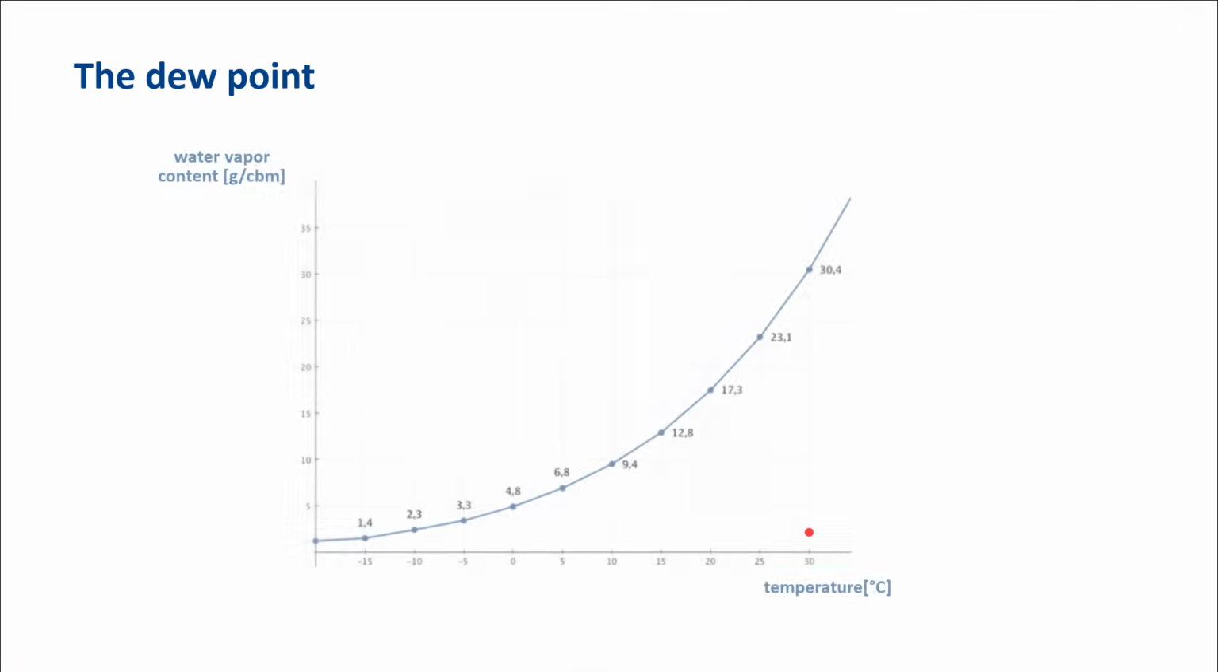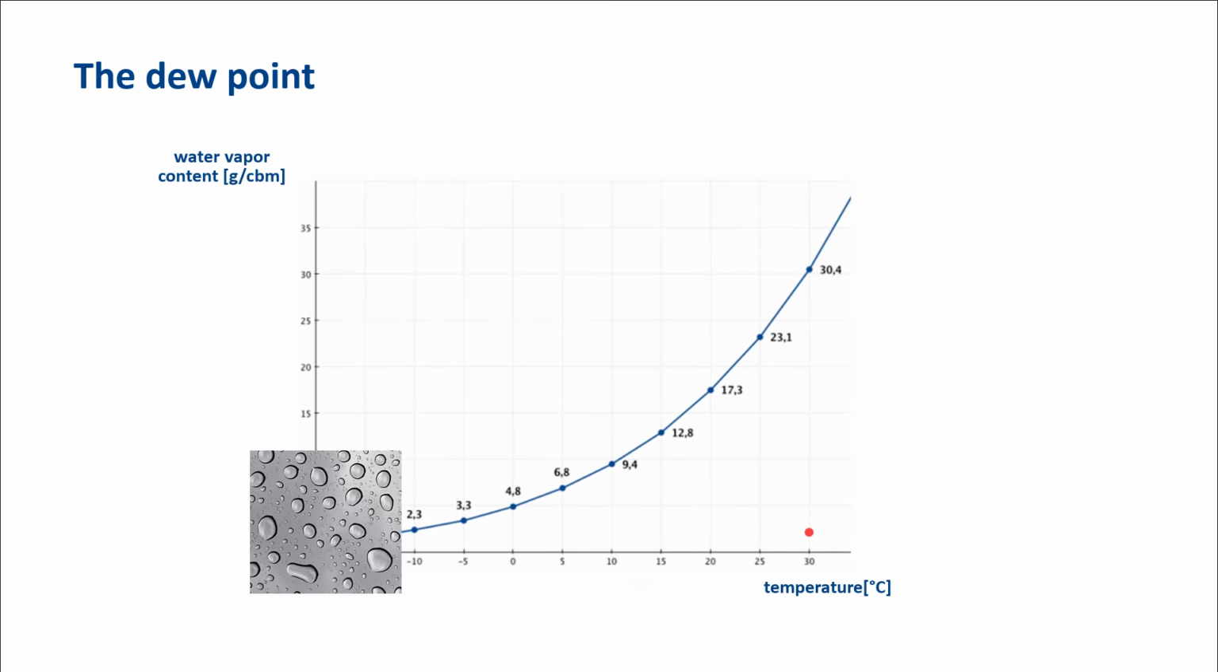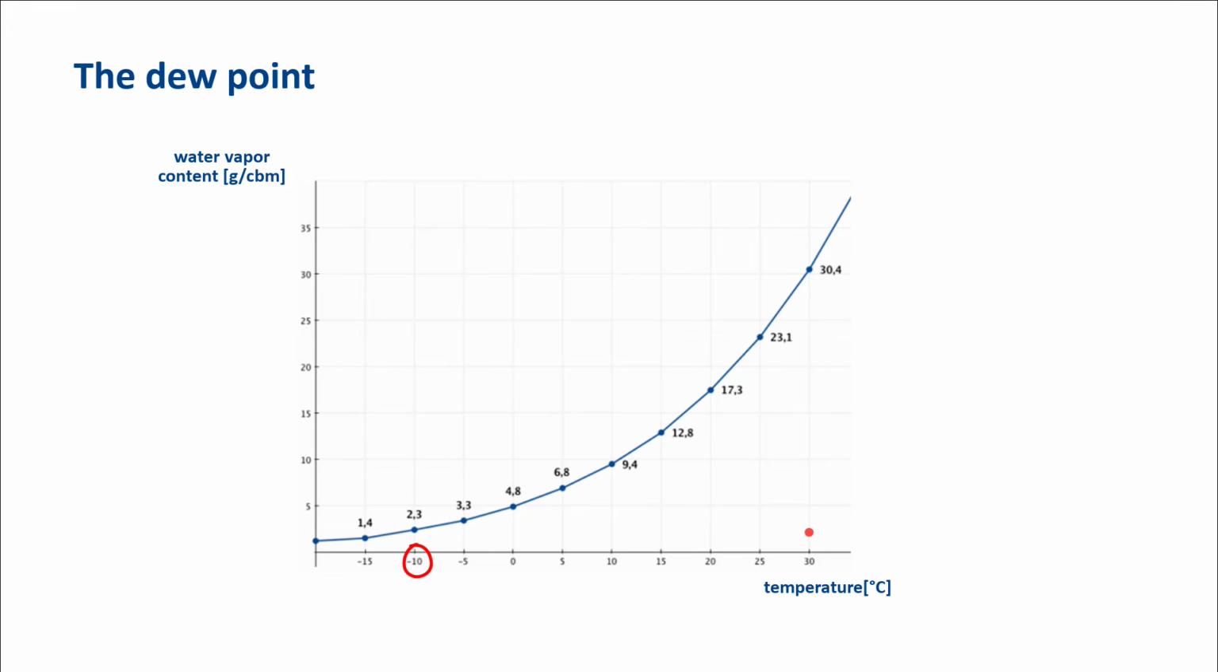When air is cooled, condensate is formed at a certain temperature. The temperature belonging to the saturation point is called the dew point. Very low humidities are occasionally expressed in terms of this temperature. If air with a temperature of 30 centigrade and an absolute humidity of 2.3 grams per cubic meter is present, the dew point is minus 10 centigrade. The dew point is also a measure of the moisture content of the air and is displayed on the measuring instrument.